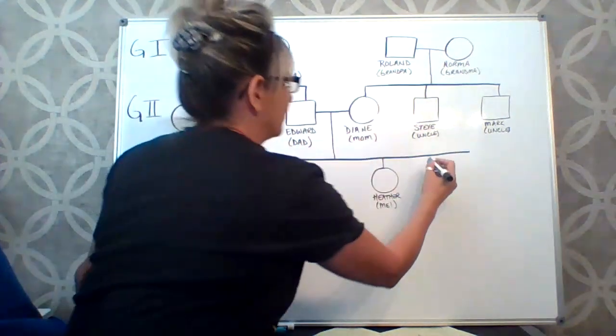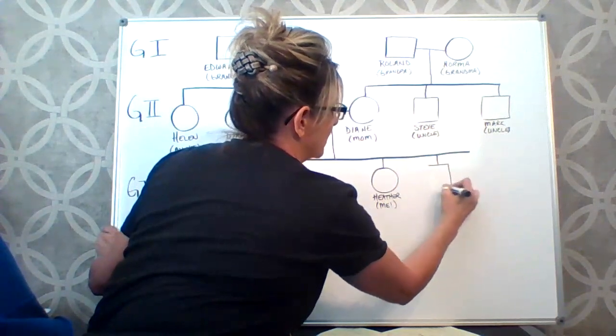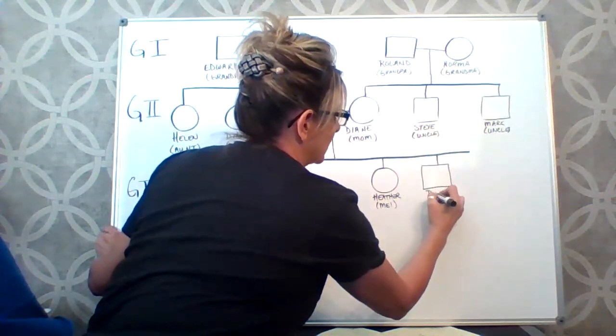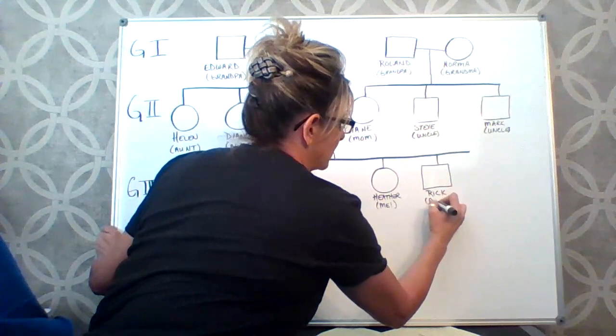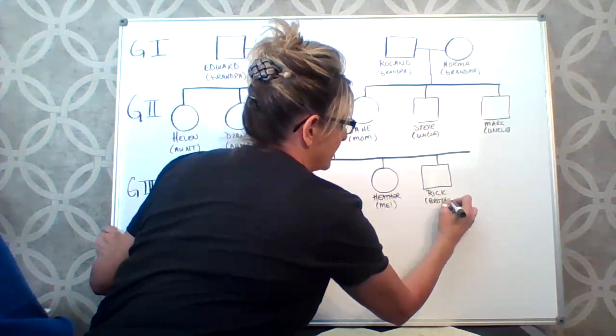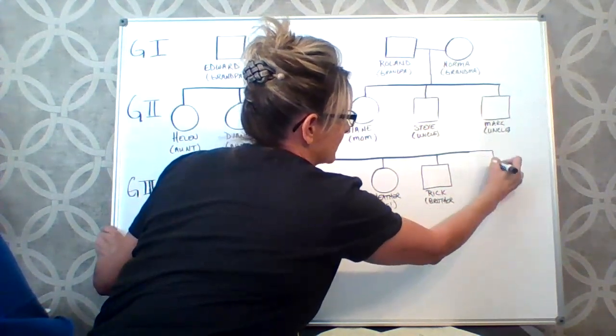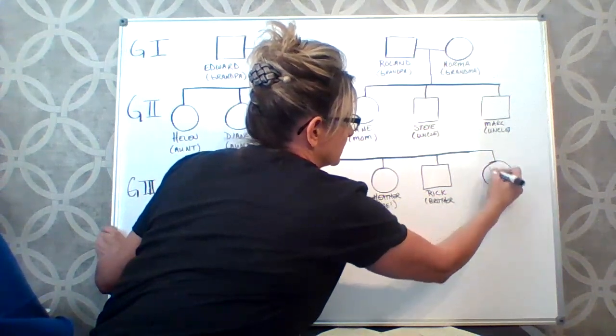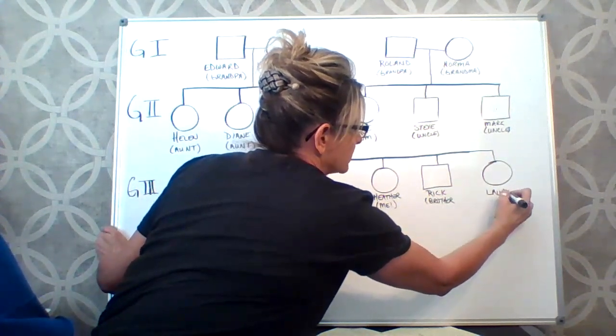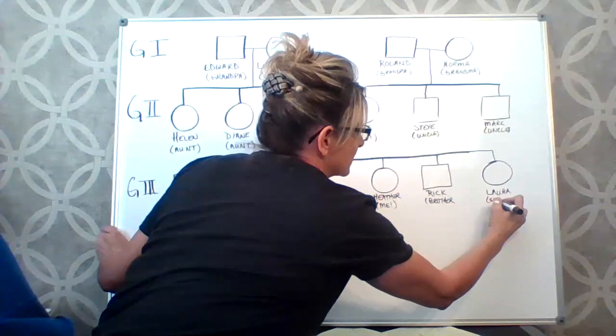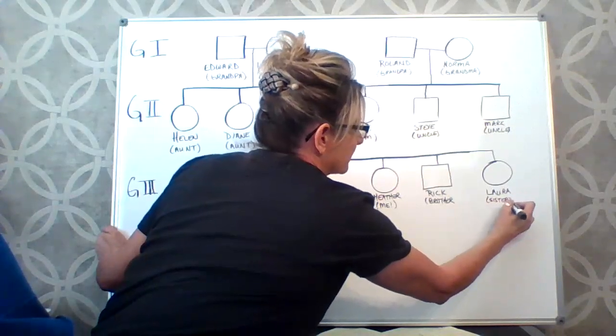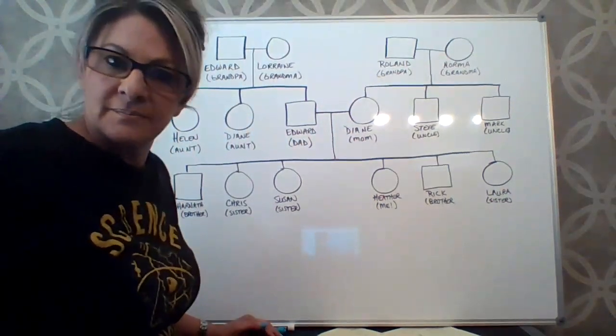And then we have the next one down, which is my younger brother. This is Rick, brother. And then my very youngest sister, and her name is Laura. And this is my sister. Now, Laura happens to be adopted.